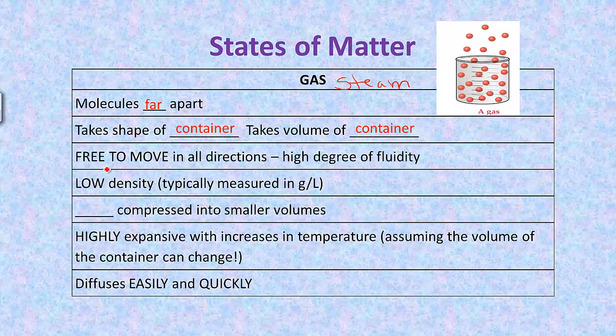They are free to move in all directions, has a high degree of fluidity. It's a low density because there aren't as many molecules packed in a certain space. They are easily compressed into small volumes because there's a lot of space in there. They're highly expansive with increased temperature. So you increase the temperature on this gas, and they're going to have more space between them. They diffuse easily and quickly. If I spray perfume on one side of the room, it won't be long, and people will be able to smell the perfume on the other side of the room.